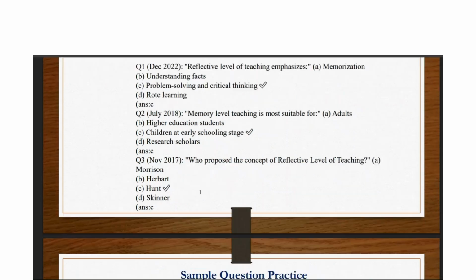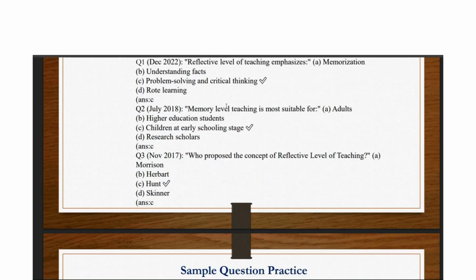And July 2008: memory level of teaching is most suitable for children at early schooling stage. Adults have reflective level of teaching. Higher education needs reflective level of teaching. Research scholars need reflective level of teaching. So the odd man out is children at early school stage, who need memory level of teaching. You have to eliminate the options. If you understand the concept clearly, you can easily eliminate the options from the choices.